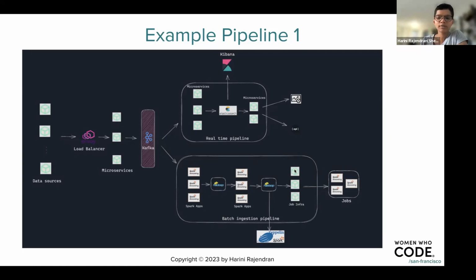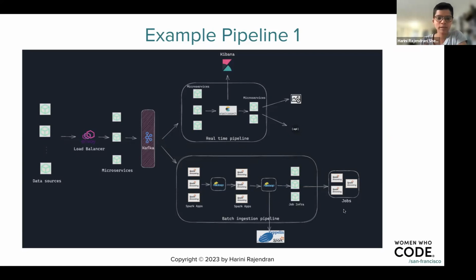So the job infra would schedule that particular job. It would crunch whatever data is needed from this Hadoop file system, and then it would give the result back to the stakeholder. And so these were daily jobs that we were running in our batch ingestion pipeline.